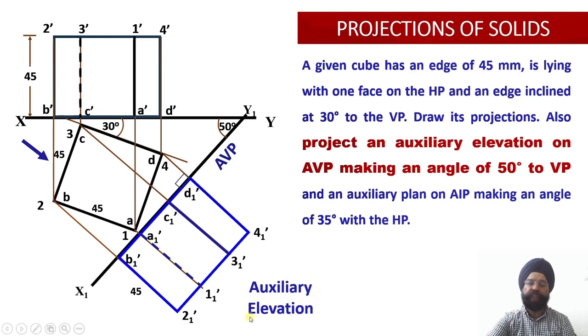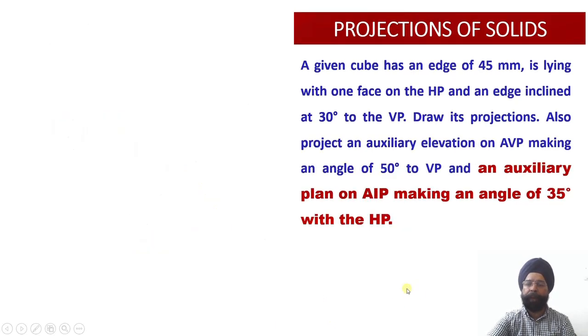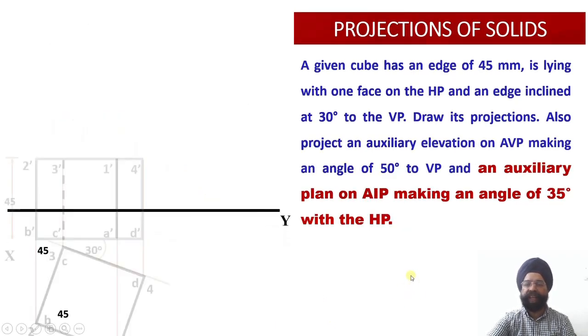So the name of this view is auxiliary elevation, since we have plotted the distance of elevation over here to obtain this auxiliary view. So this is all about the first part. Now let us pick up the second part of this problem. So here once again we have the inclined solid.